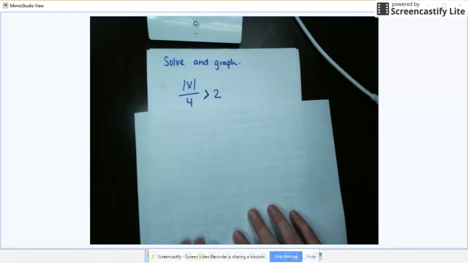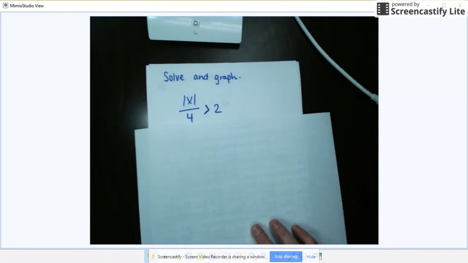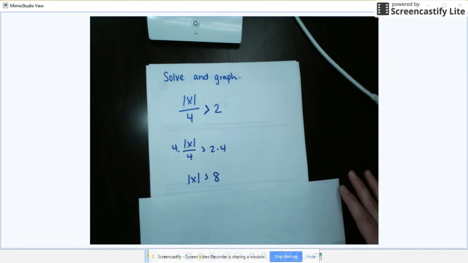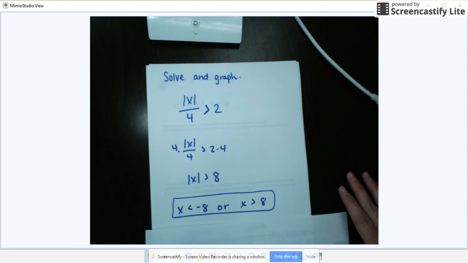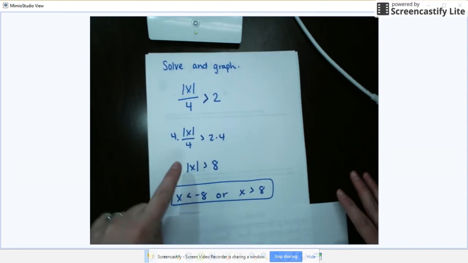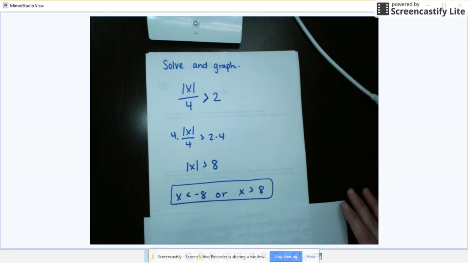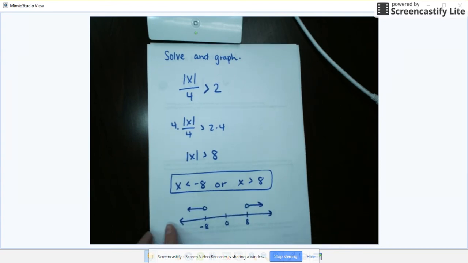Okay, solve and graph this one. Again, get that absolute value all by itself, so multiply by 4. Doing that would give you absolute value of x is greater than 8. So we know x has to be less than negative 8, or x has to be greater than 8. If you're having a hard time getting from this step to this step, go ahead and draw that graph and visualize where is my distance greater than 8. And there is your graph then.